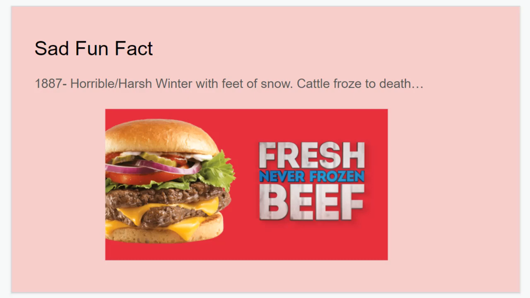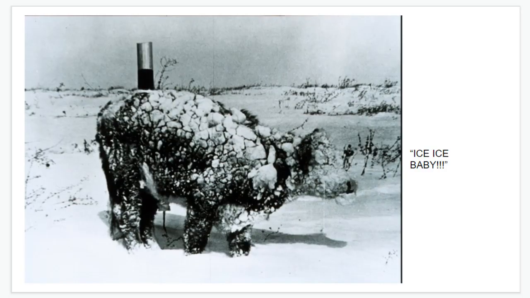Sad but fun fact is in 1877, horrible harsh winter. With feet of snow, cattle froze to death, unfortunately. And you can see some of the imagery from the cattle themselves.